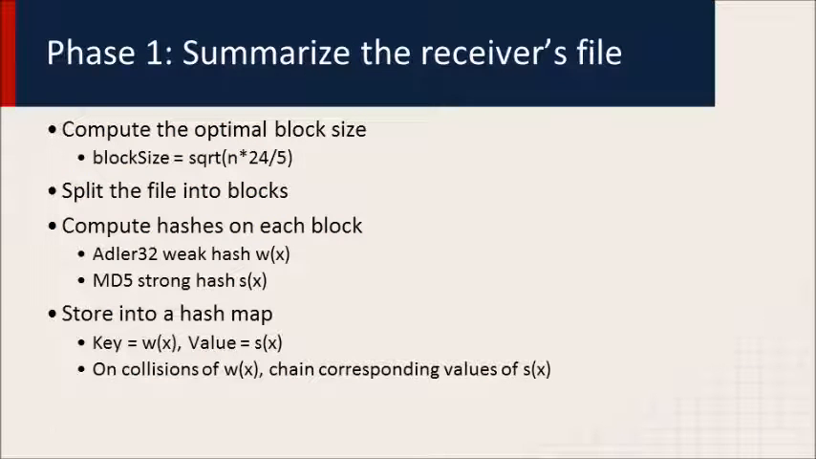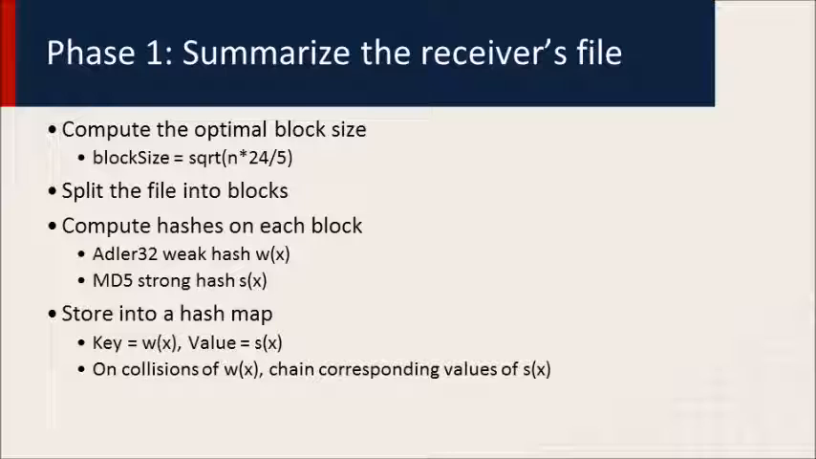In phase 1, we must summarize the contents of the receiver's file. First, we must compute an optimal block size as a function of the file size and the expected number of edits. This ensures that our algorithm scales with the size of the input by providing a fine enough granularity to maximize the number of matched blocks without the computational overhead of blocks being too small. We then split the file into blocks of size L.